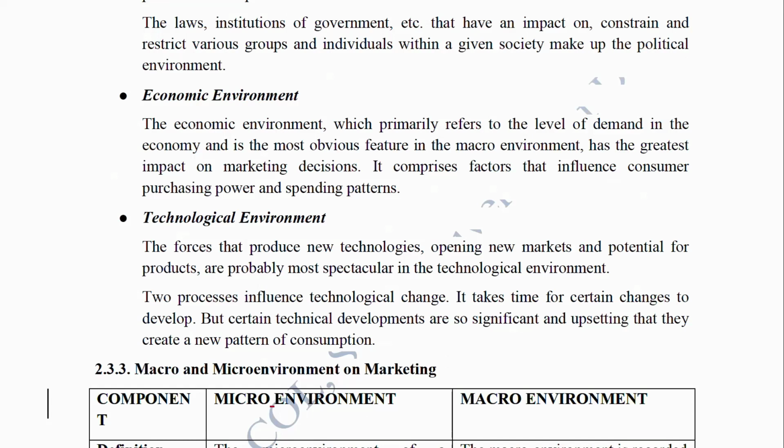Technological environment. The forces that produce new technologies, opening new markets, and potential for products are probably most spectacular in the technological environment. Two processes influence technological change. It takes time for certain changes to develop, but certain technical developments are so significant and upsetting that they create a new pattern of consumption.